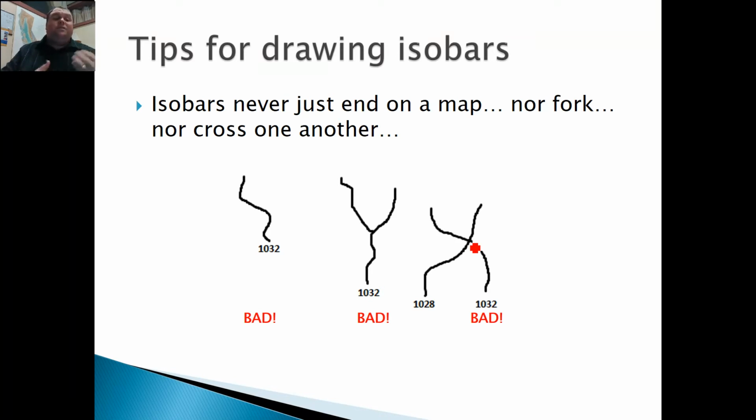Another way to look at this is go outside and ask yourself what temperature it is. You can't have two temperatures at the same time. The temperature can't be 50 and 80. It's either 50 or it's 80. So they can't intersect. So they don't start and end in the middle of a map. They either go to the edges of the map or they form a complete circle. Doesn't have to be a perfect circle. They don't branch off and they don't cross. So they don't do those three things.